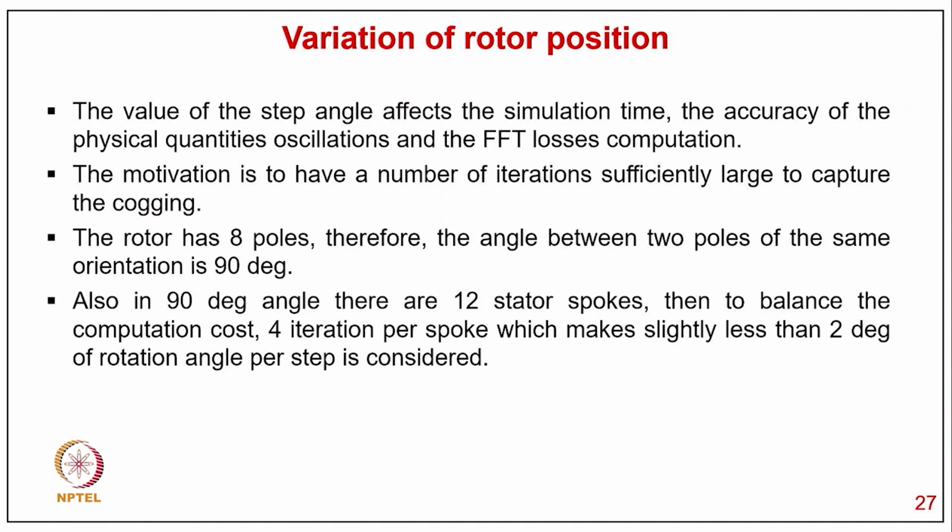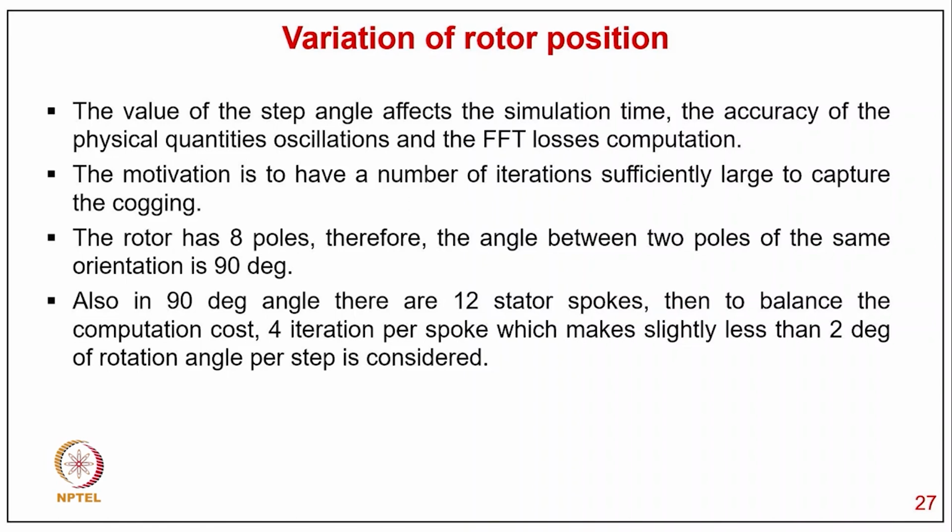Now coming to variation of rotor position. The value of the step angle affects the simulation time, the accuracy of the physical quantity oscillation, and the FFT losses computation. The motivation is to have a number of iterations sufficiently large to capture the cogging. The rotor has 8 poles, therefore the angle between two poles of the same polarity is 90 degree. Also in a 90 degree angle, there are 12 stator spokes.